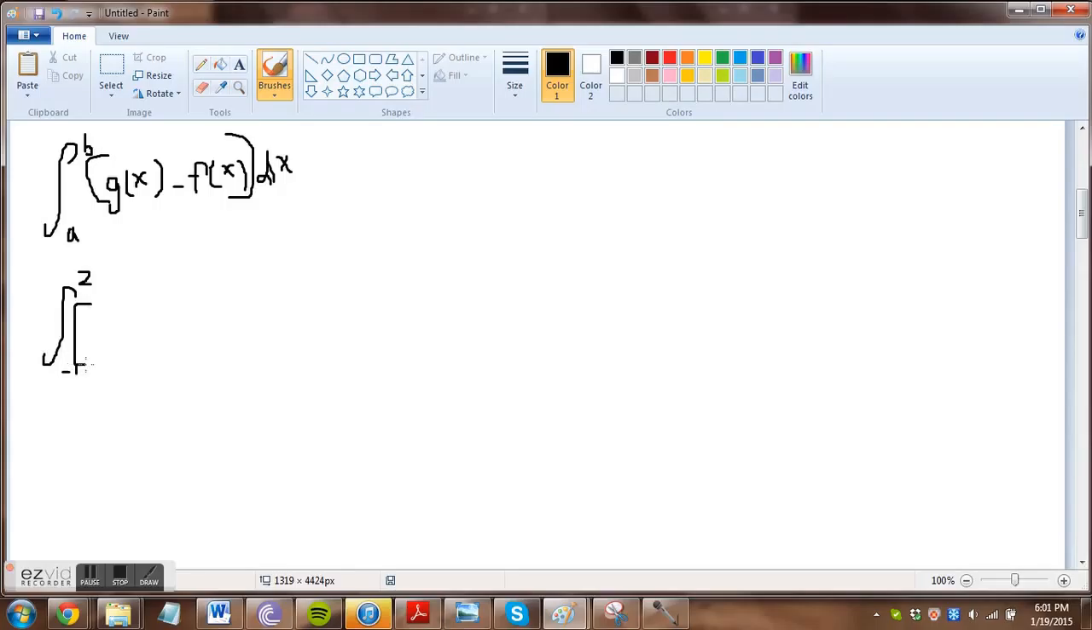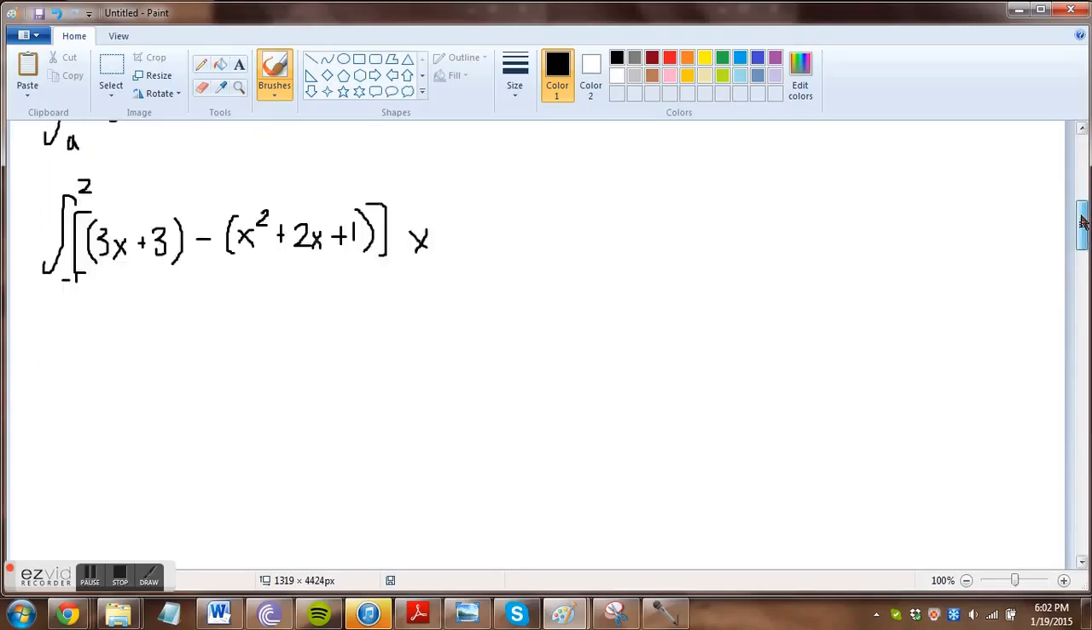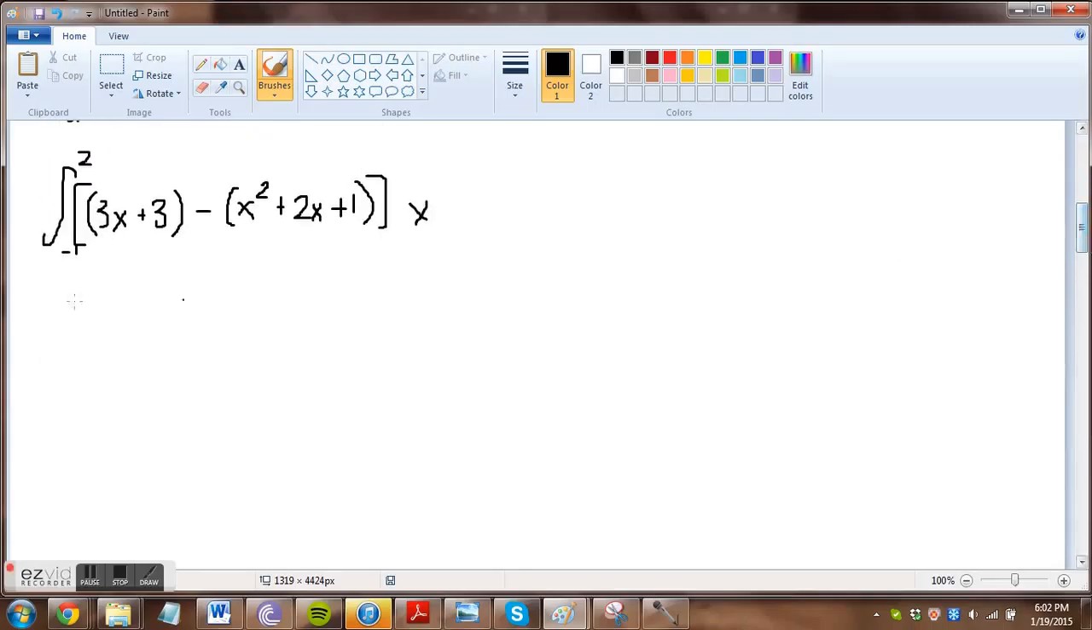And now we can just plug in our values and we get the integral from -1 to 2 of 3x plus 3 minus x squared plus 2x plus 1 dx. And then we can just simplify this out.